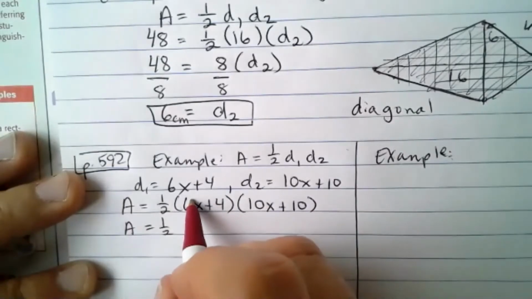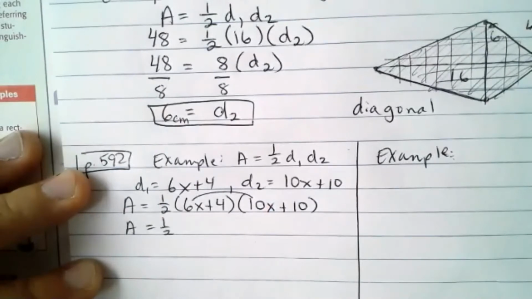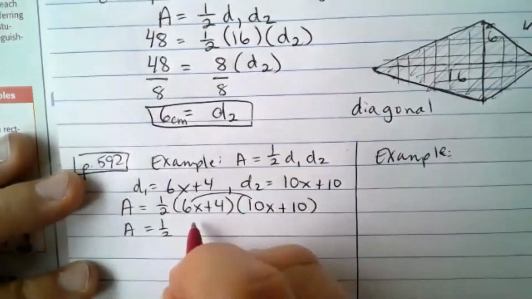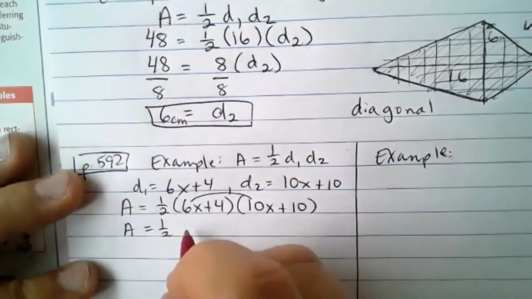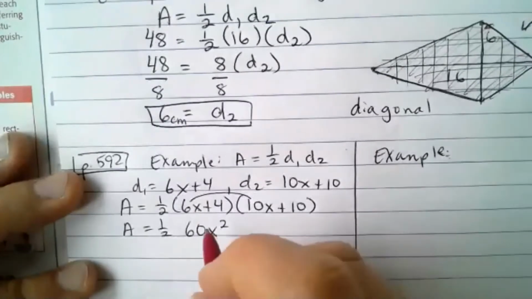So let's do the FOIL method. So I'm going to draw a line from here to here. That's called first, all right? Then we're going to do, what's 6 times 10? 6 times 10 is 60, x squared. X times x is x squared, okay?